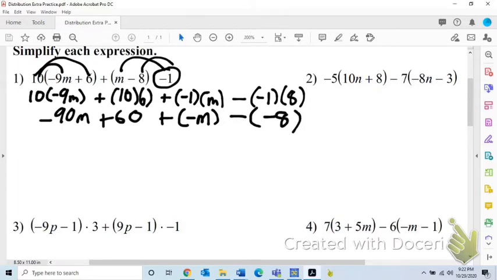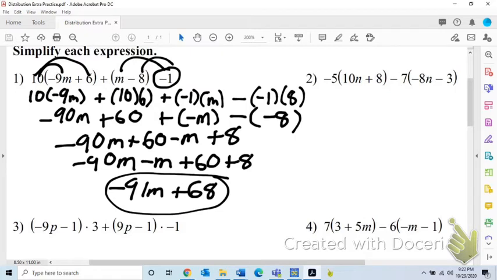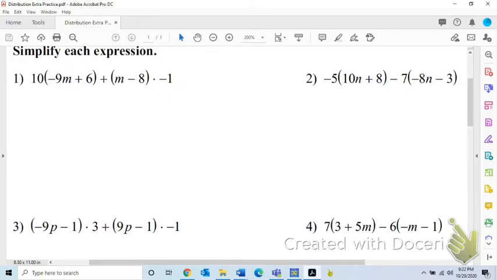We then get rid of all our parentheses. Remember, we're using order of operations here. So we have negative 90m plus 60 minus m plus 8. Why plus 8? Because we have negative m. Two negatives make a positive. We're then going to rewrite everything, put everything together so that we can combine like terms. Negative 90m minus m is negative 91m, plus 60 plus 8 is 68. So we have negative 91m plus 68, and then we go on to number 2.